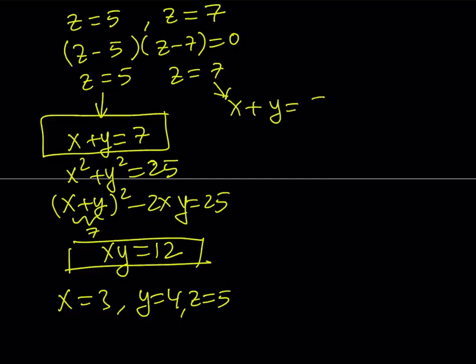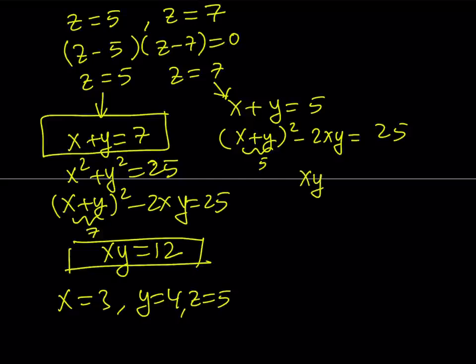In this case, x plus y is going to be 5. And again, I can just write the x squared plus y squared as this, which is equal to 25. But here, x plus y squared is 25. Therefore, this gives us xy equals 0. And xy equals 0 means either x is equal to 0 or y is equal to 0. But their sum is equal to 5. So if x is equal to 0, then we're going to get y is equal to 5. And of course, z is equal to 7 in this case.